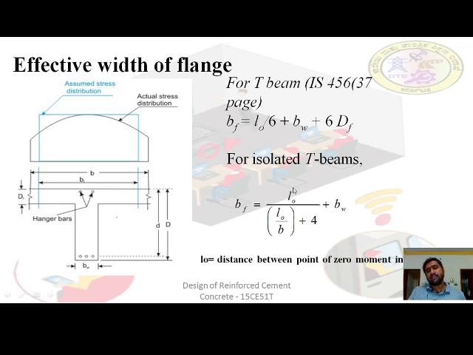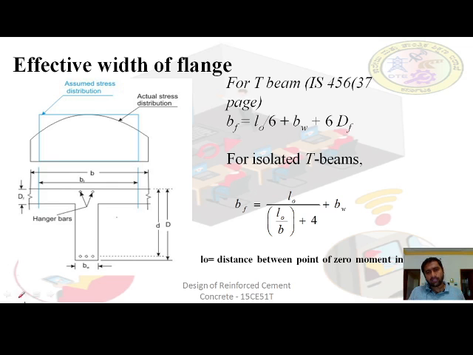Now for isolated T beams, what is an isolated T beam? The slab is projected on the left and right, but it is not continuous. Here we have shown the continuous symbol, but the slab is ending here only. You can take the example of a bus stop. In some bus stops there is a slab projected on both sides with a beam at the center. That can be taken as an example of an isolated T beam. The slab is projected on both sides, but it is not continuous; it ends at some distance.